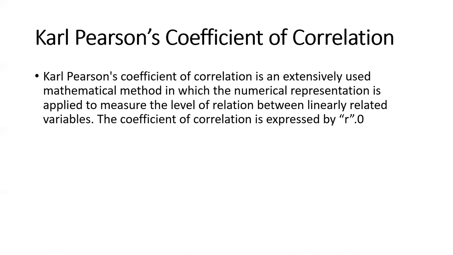The coefficient of correlation is represented by r. This is not 0, this is just r. It was typed by mistake, sorry. So the Karl Pearson coefficient is denoted by r.